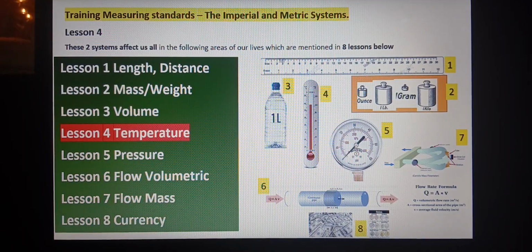We have two systems that affect us all in different areas of our lives, as mentioned below. And of these 8 different lessons, we are going to be looking at number 4 today on temperature.